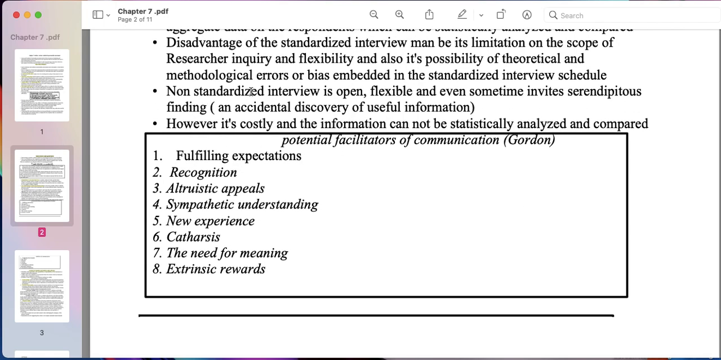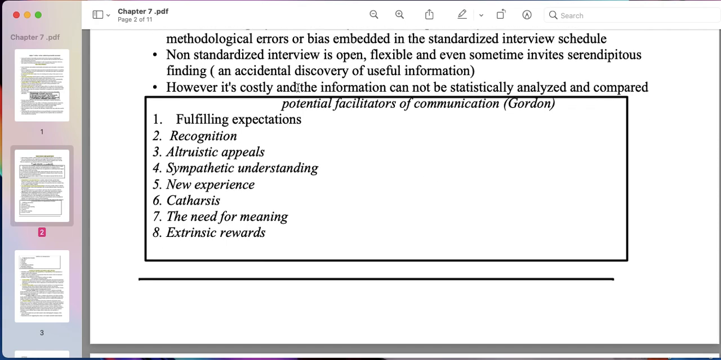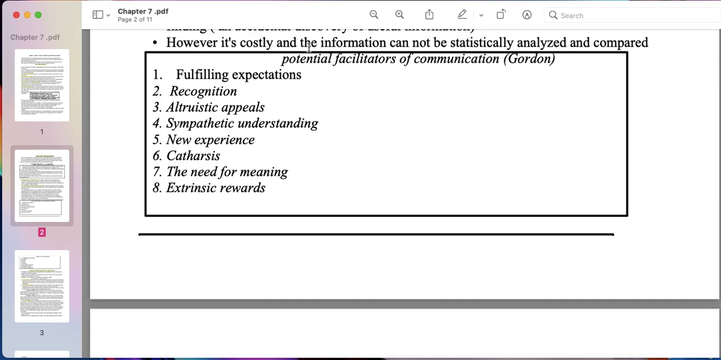A non-standardized interview is open, flexible, and sometimes invites accidental discovery of useful information. However, it is costly, whereas standardized information can be statistically analyzed and compared. These are the potential facilitators of communication talked about by Gordon.